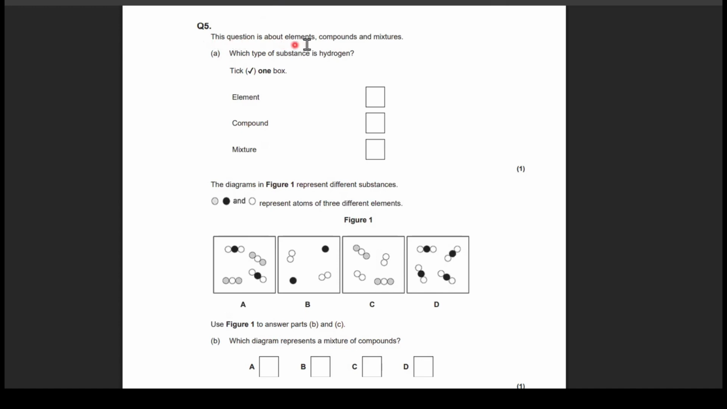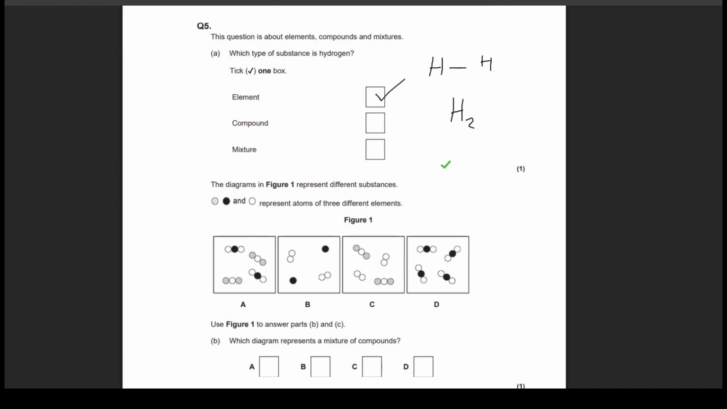This question is about elements, compounds, and mixtures. Which type of substance is hydrogen? Pause the video, have a go. Right, hydrogen is only made up of one type of atom. Yes, hydrogen is bonded, two H's together. It's a diatomic molecule, but hydrogen is an element because although it's made up of two atoms, they are identical. So hydrogen is an element.